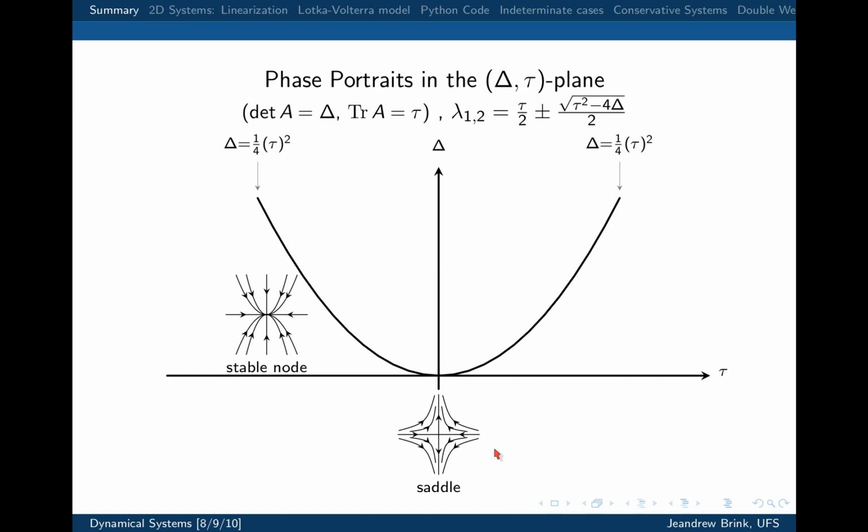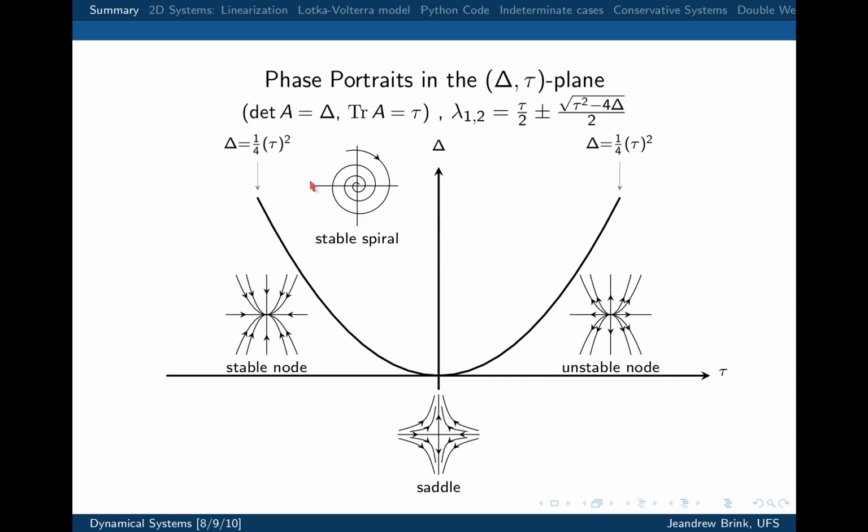The next thing is, suppose we're sitting over here where delta is positive, the trace is negative, so it's stable, and delta is less than a quarter tau squared. Then what we have is a stable node. And so this whole region over here is always characterized by a stable node. Similarly, if we go to this side, we once again have real eigenvalues. We have tau positive, so it's unstable, and so we have an unstable node, which is basically the stable node with the arrows reversed.